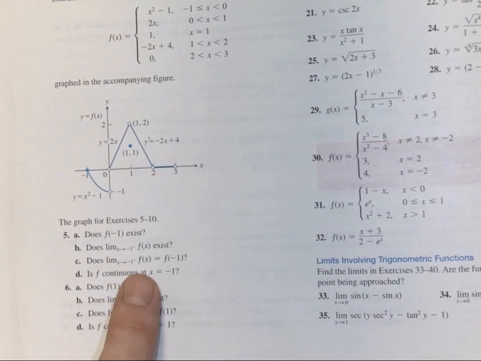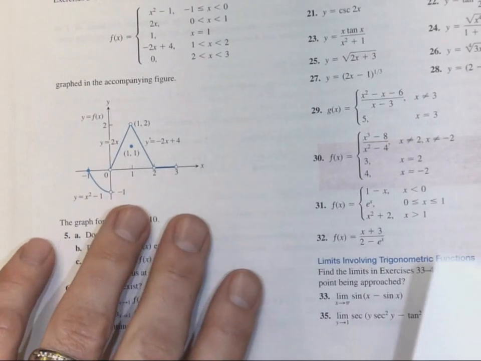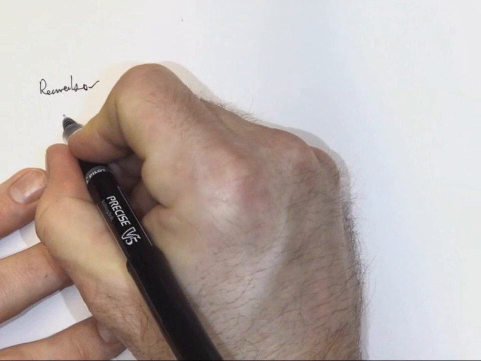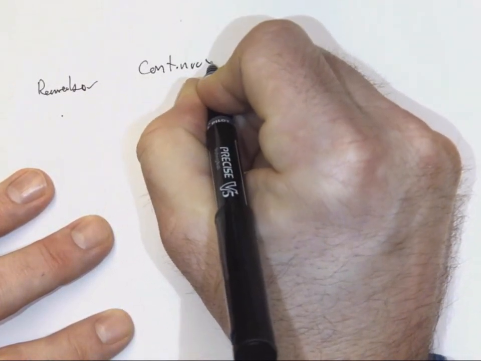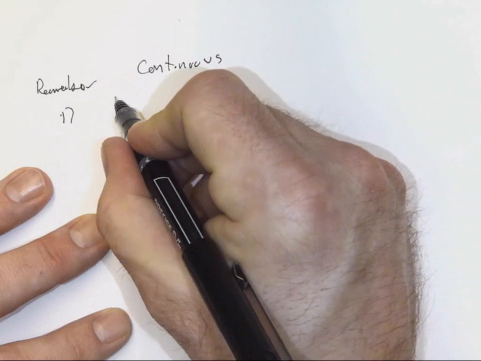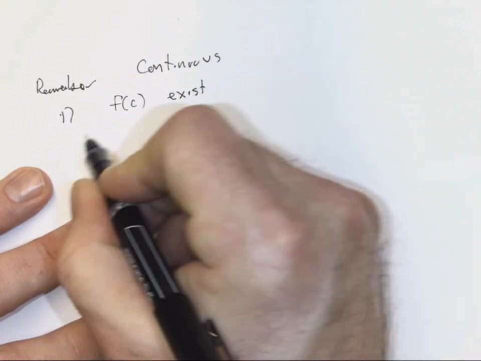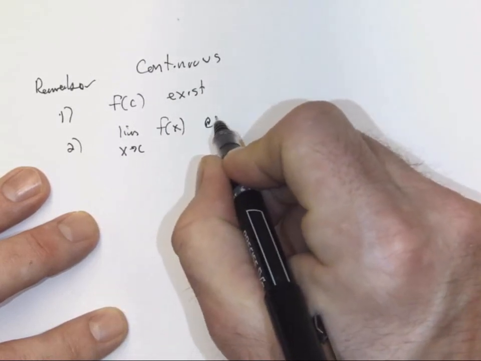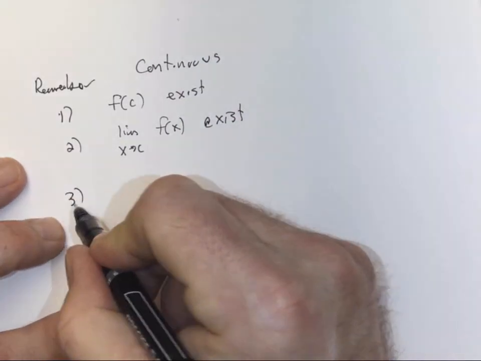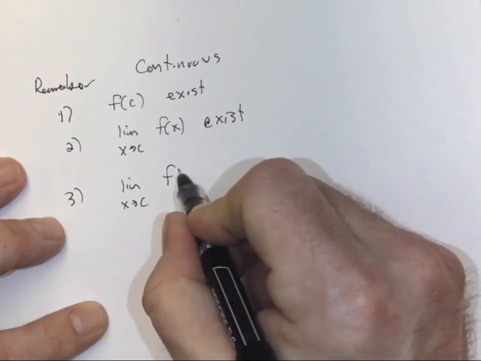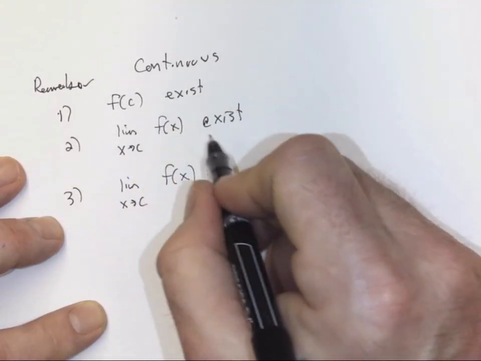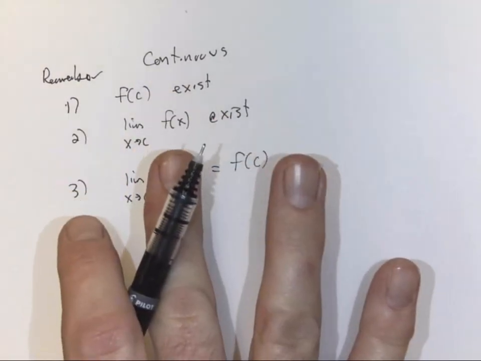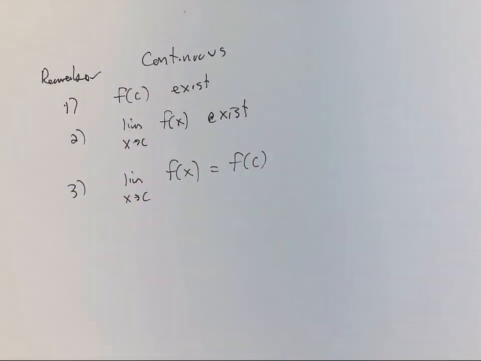So when I'm trying to figure that out, remember the 3 rules? For continuity, to be continuous, number 1 says that f of c must exist, right? 2 says the limit as x approaches c of f of x must exist. And if both of those exist, the last thing you have to check is, are these 2 values the same? This has to equal this. Does that make sense?